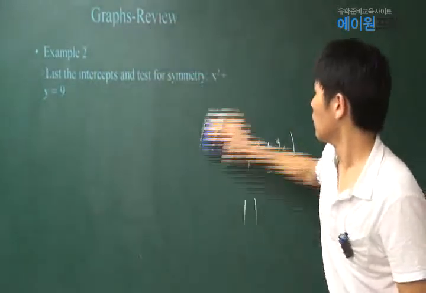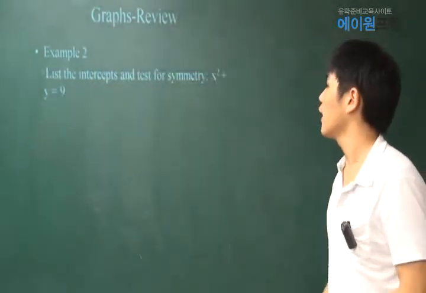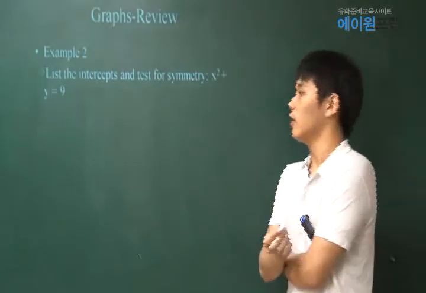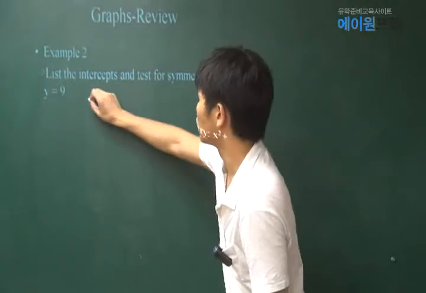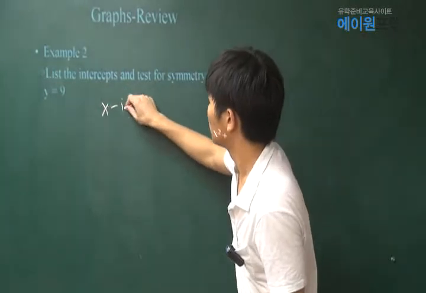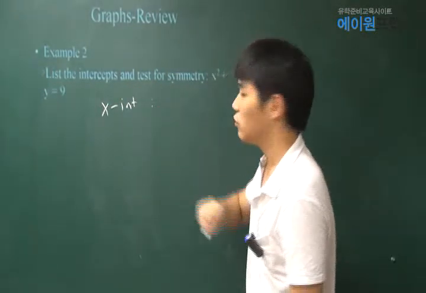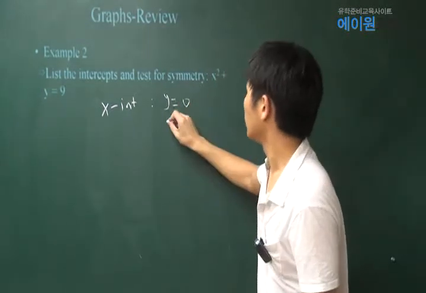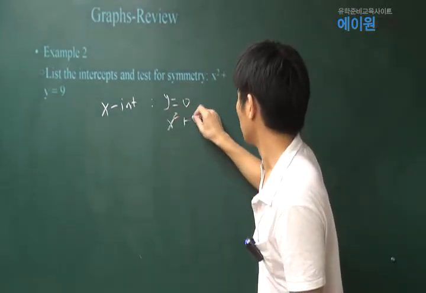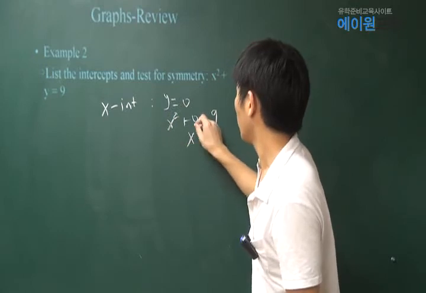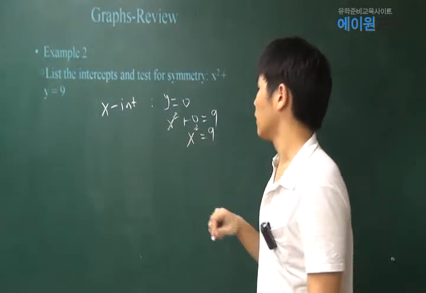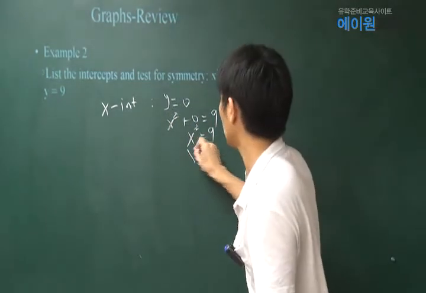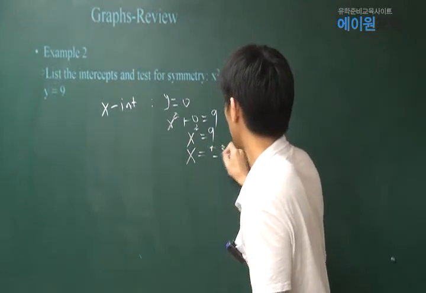Okay, next question. List the intercepts and test for symmetry of x squared plus y equals 9. Okay, intercepts. First, x-intercepts. What do we do? We let y equals 0. So in this case, that would make this x squared plus 0 equals 9. So where x squared equals 9 would be the x-intercepts, which would be x equals plus or minus 3.